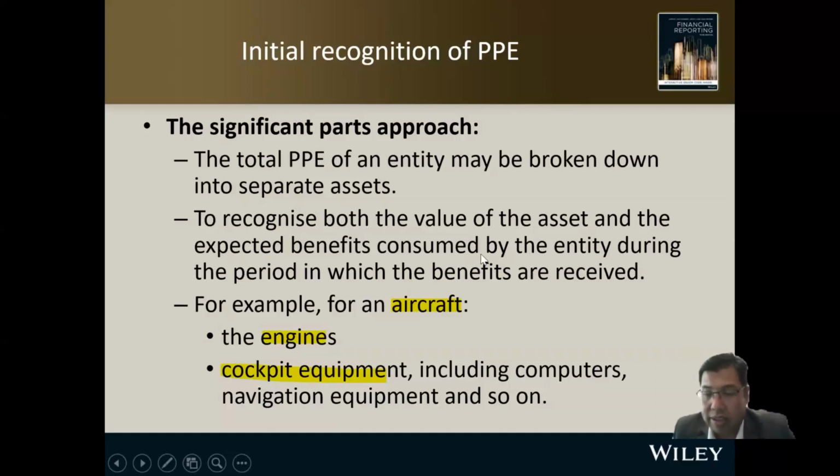But if the asset is, for example, your car, you have a delivery van, okay, we cannot break the parts because they come together, right? We cannot sell only the engine, right? So it comes together. So it's much more appropriate to record it as one single asset.